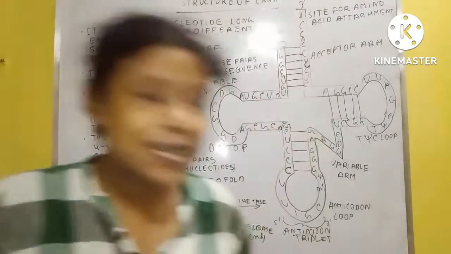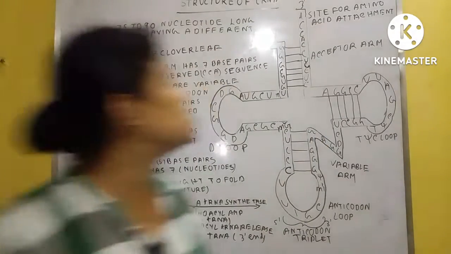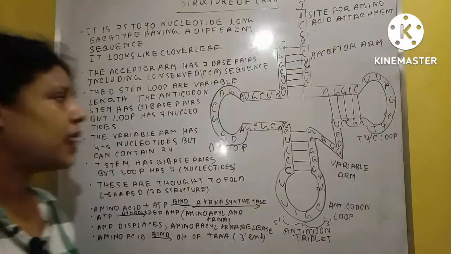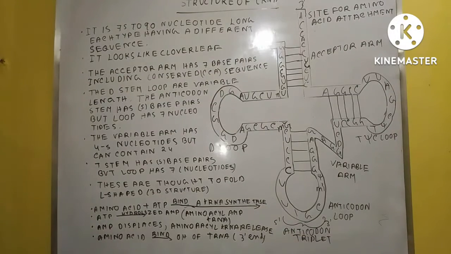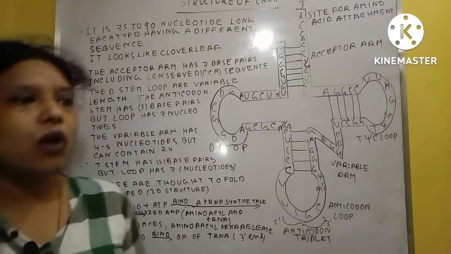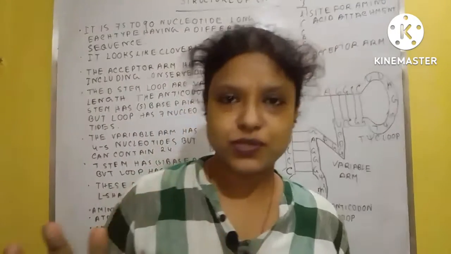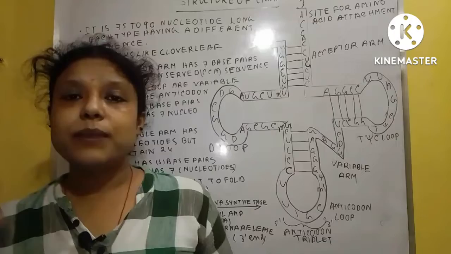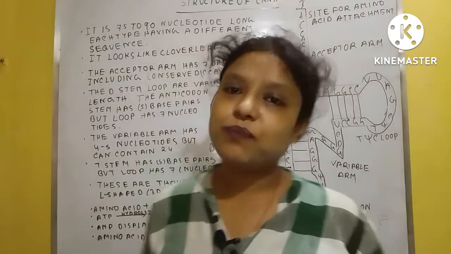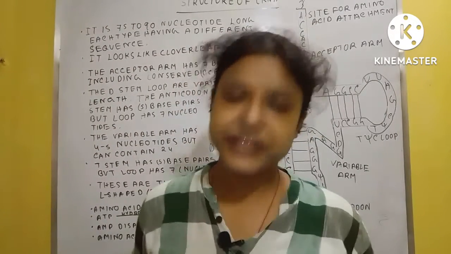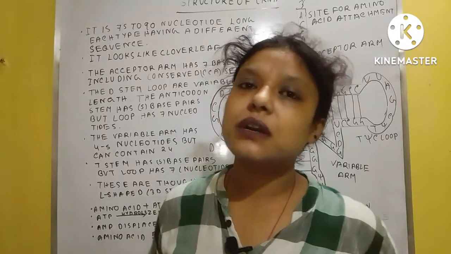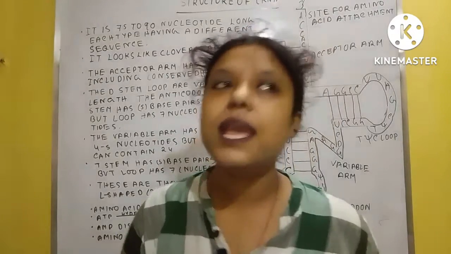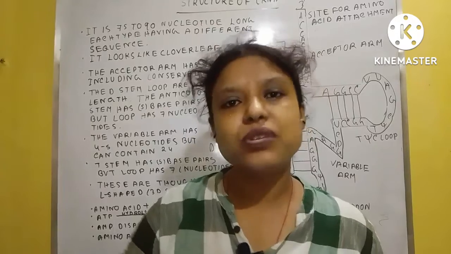Okay, so let's start. This is the structure of tRNA. First of all, why is the tRNA important? You all know that in the DNA there are three processes: one is replication, another is transcription, and the last one is translation. Replication means the formation of DNA from another DNA, the parent DNA obviously. Transcription means formation of the mRNA from DNA, and translation means protein synthesis.